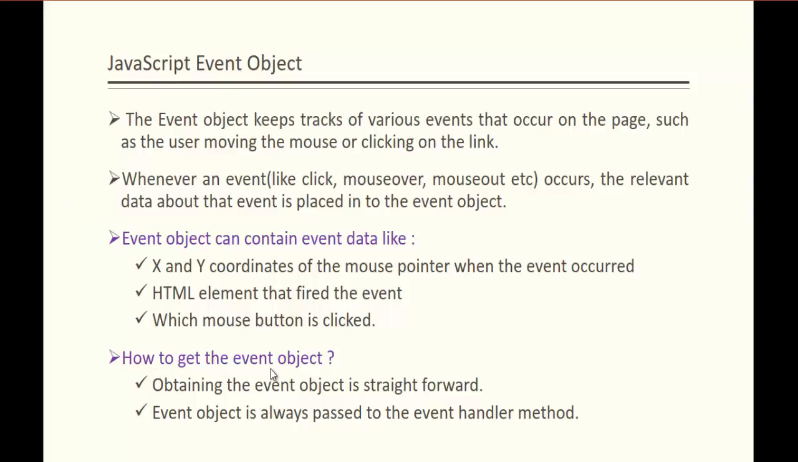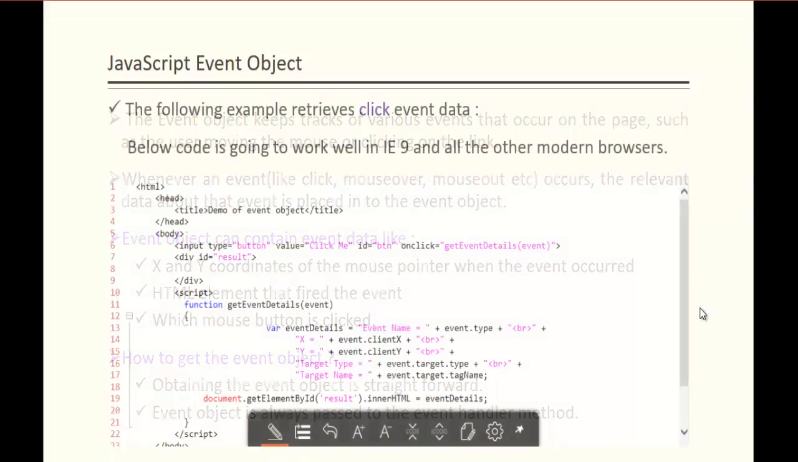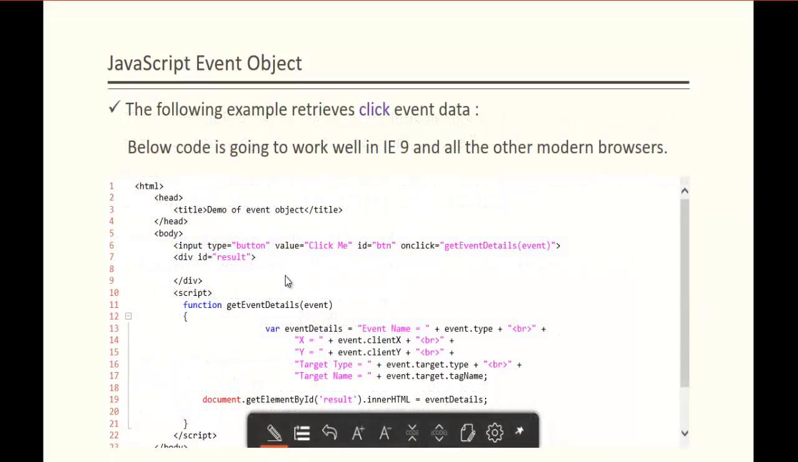And how do we get the event object? It's very simple. Obtaining the event object is very straightforward. We always have to pass the event object to the event handler method. Here we have a simple example. We have a button. On clicking the button, it's going to return the type of the event, the x and y coordinates, as well as the target element where the event occurred.